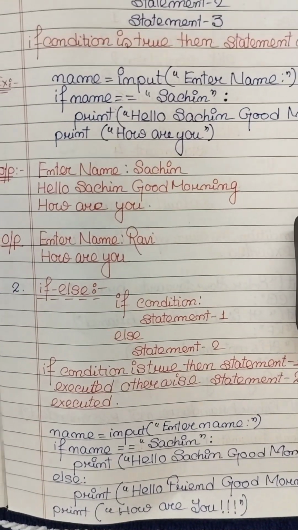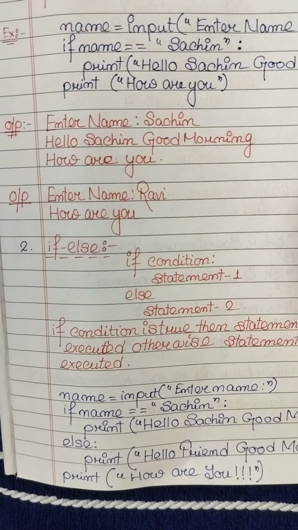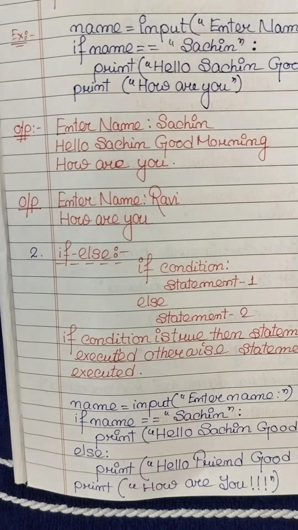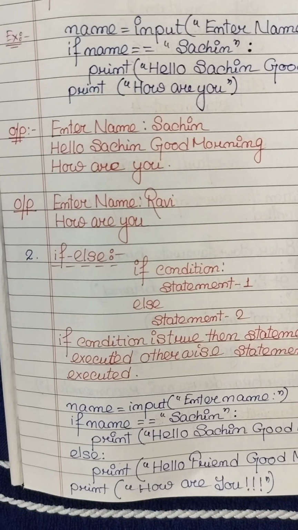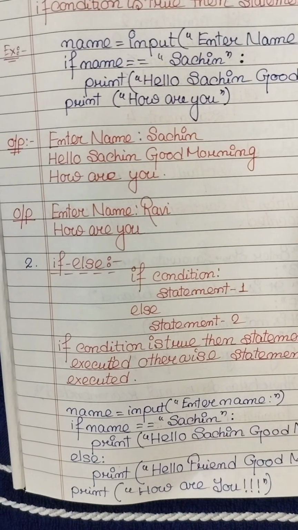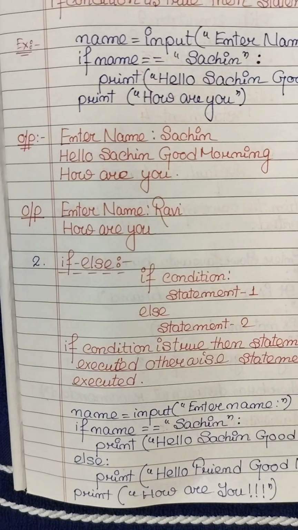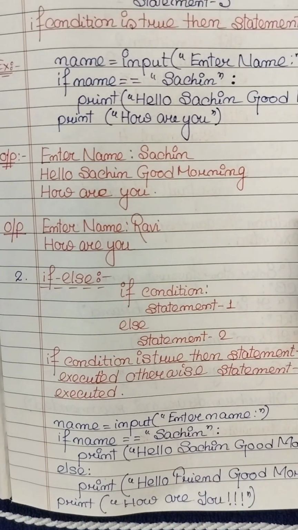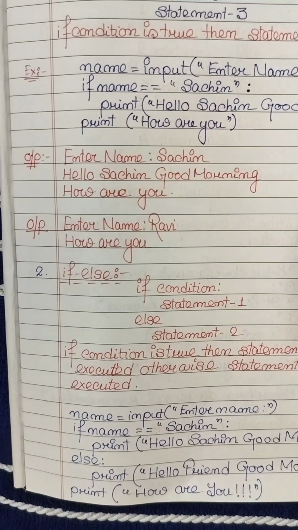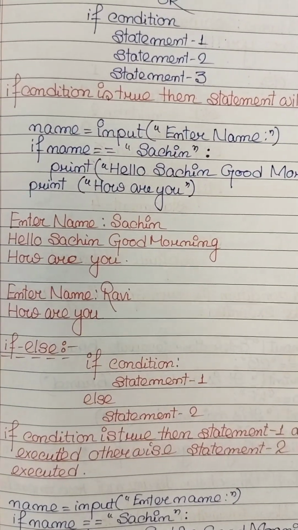But if we give the name as Ravi, then hello Sachin, good morning will not be printed, because that print statement is associated only with Sachin. Only the statement that is not in the if block will execute, that is how are you. So the first part of conditional statements is the if condition.